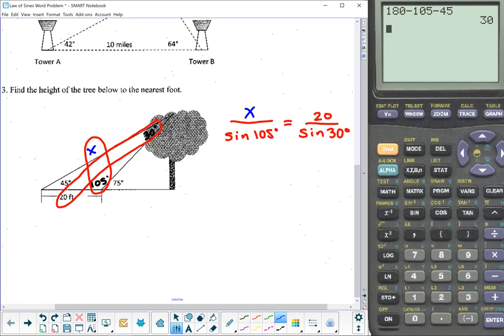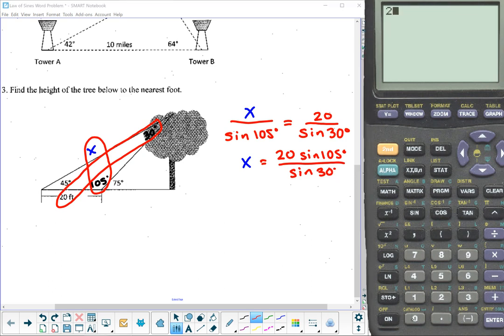Okay, and again, same setup. I'm going to multiply both sides by sine of 105, and my X is going to be equal to 20 times sine of 105 divided by sine of 30 degrees. Okay, so that's all I'm going to write down. Or type in 20 sine 105, close that parentheses, divided by sine of 30 degrees.